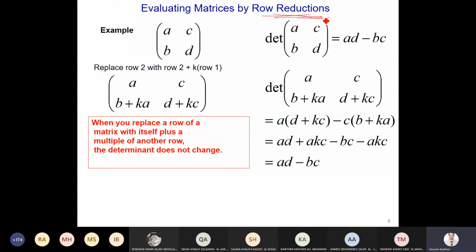Let me explain what the meaning of row reduction is. Okay. Now if I have matrix A, C, B, D, then you say determinant of matrix is multiply this minus this, as you can see here. What if I change row number 2 to be row number 2 plus K times row number 1? It means I will come to A, here I will say KA and here KC. Then I will add them to B. It will be B plus KA, D plus KC.